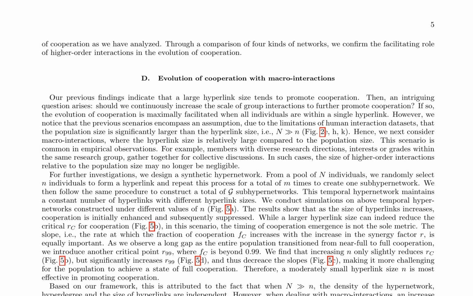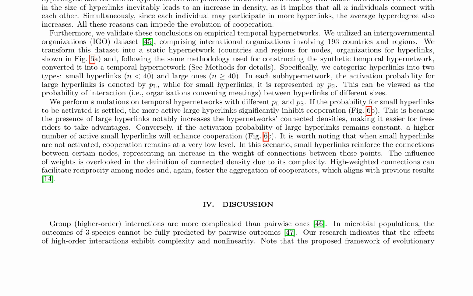This is attributed to the fact that increasing the size of hyperlinks can lead to higher densities and average hyperdegrees, which can impede cooperation. The findings also highlight the importance of the timing of cooperation emergence and the rate at which cooperation increases with the synergy factor. The research validates these conclusions on empirical temporal hypernetworks, including an intergovernmental organization's dataset.